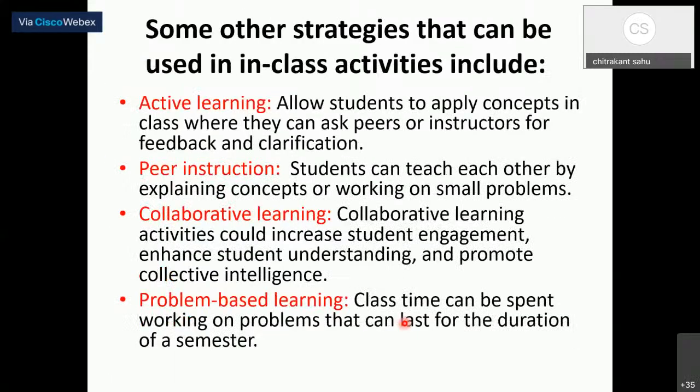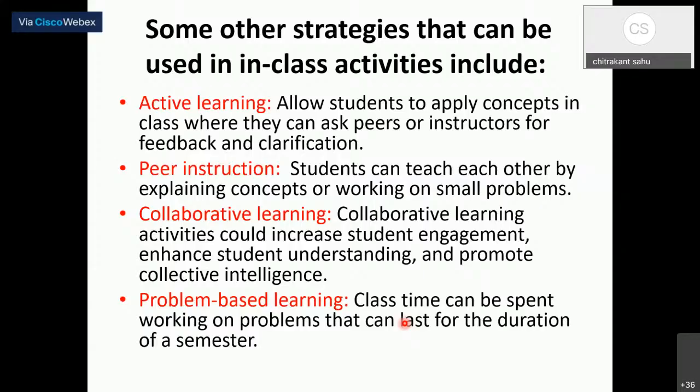Some other strategies can be used in the in-class activities. Along with the flipped classroom, active learning, peer instruction, collaborative learning, and problem-based learning can be part of the flipped classroom. Active learning allows students to apply concepts in class, where they can ask peers and instructors for feedback and clarification. Peer instruction means students ask other students, and they work together and discuss their understanding. This is called peer instruction.